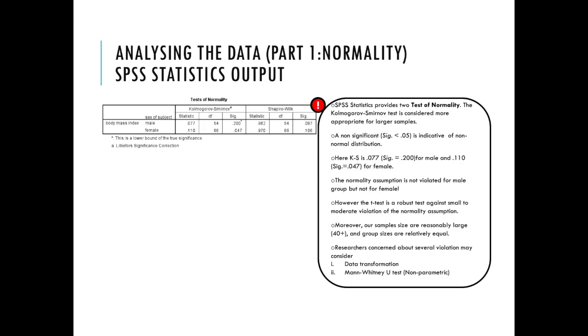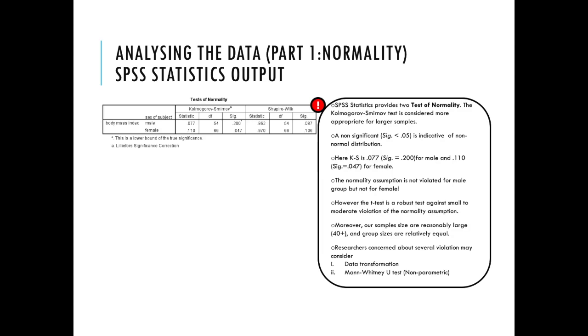SPSS Statistics provides two tests of normality, shown in the Tests of Normality table here. The Kolmogorov-Smirnov test is considered more appropriate for a larger sample. For this example, if your sample size is small, maybe less than 30, the Shapiro-Wilk test is much more appropriate. A significant value is indicative of non-normal distribution.